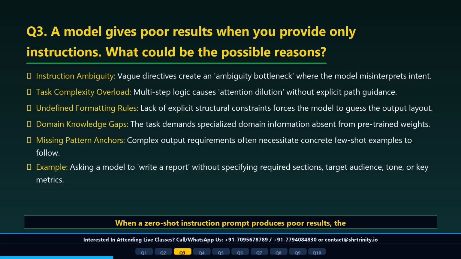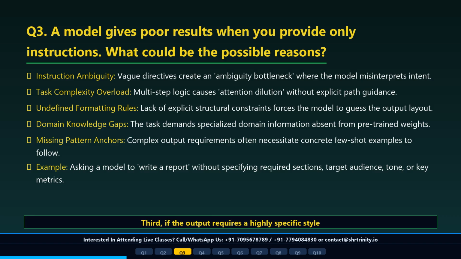When a zero-shot instruction prompt produces poor results, the failure typically stems from prompt ambiguity, cognitive task complexity, or knowledge gaps. First, instructions often suffer from an ambiguity bottleneck, where the prompt relies on subjective terms that the human understands but the model interprets broadly. Second, if a task involves complex multi-step reasoning, a simple instruction creates attention dilution. The model fails to allocate adequate attention to implicit intermediate steps.